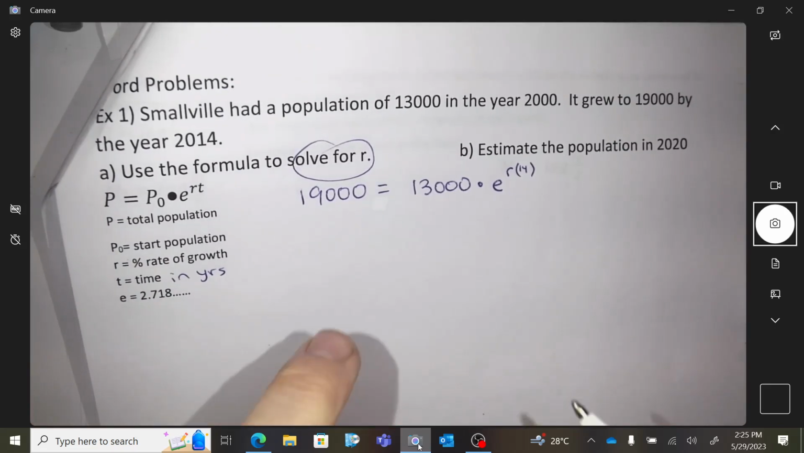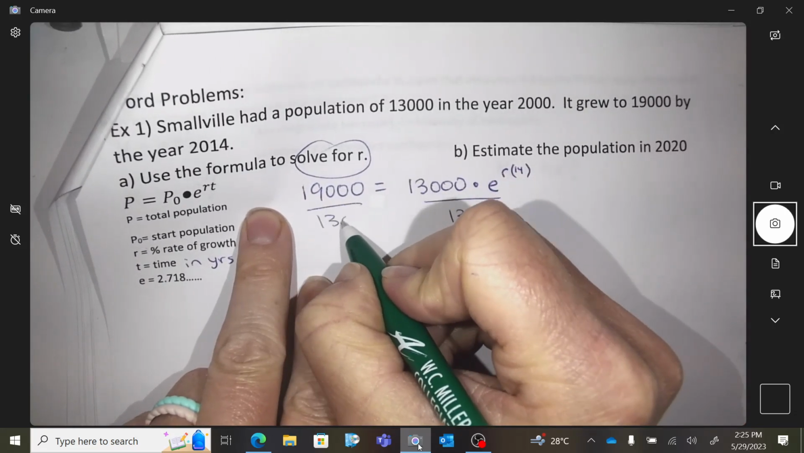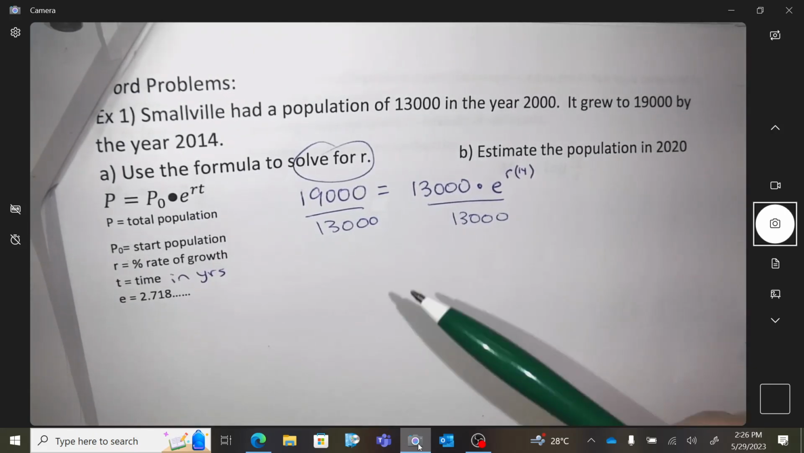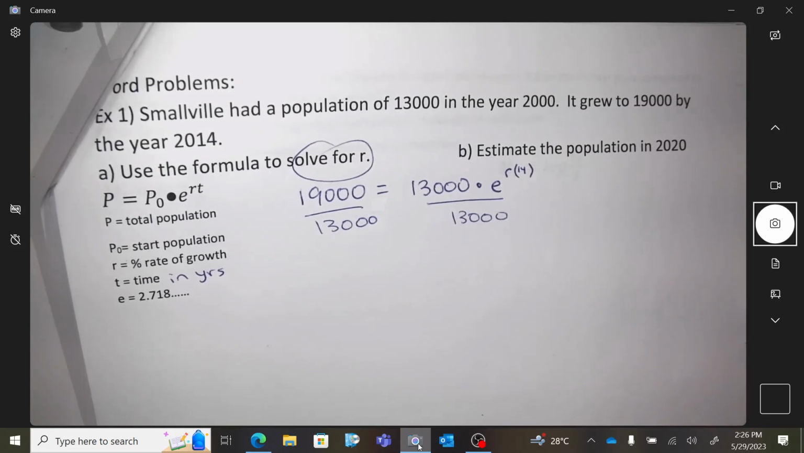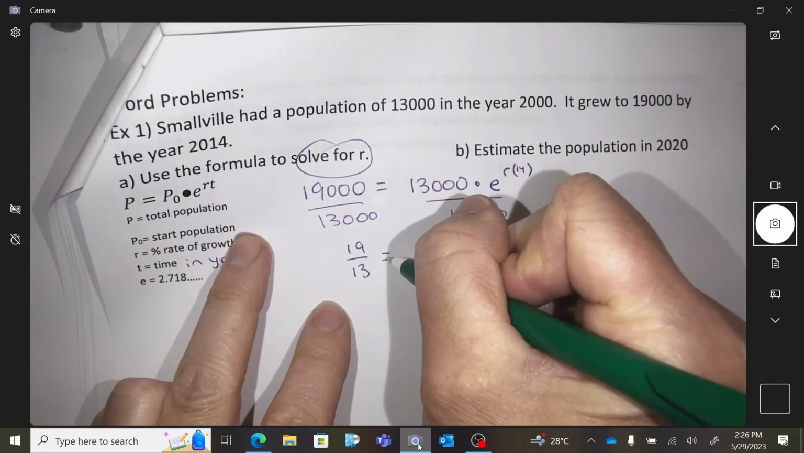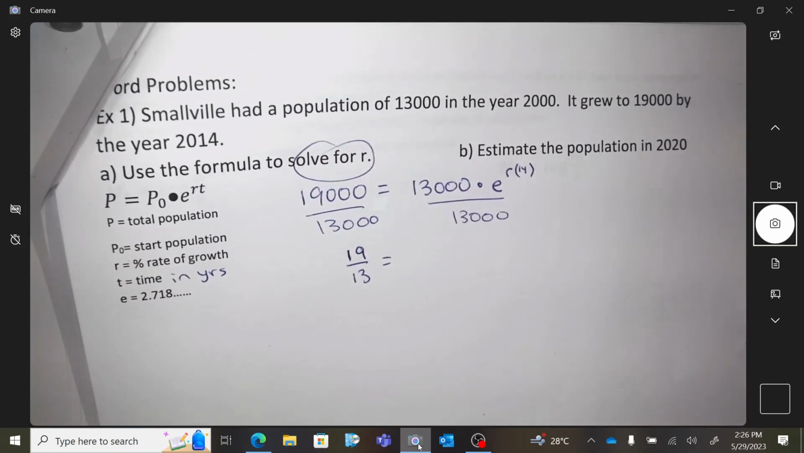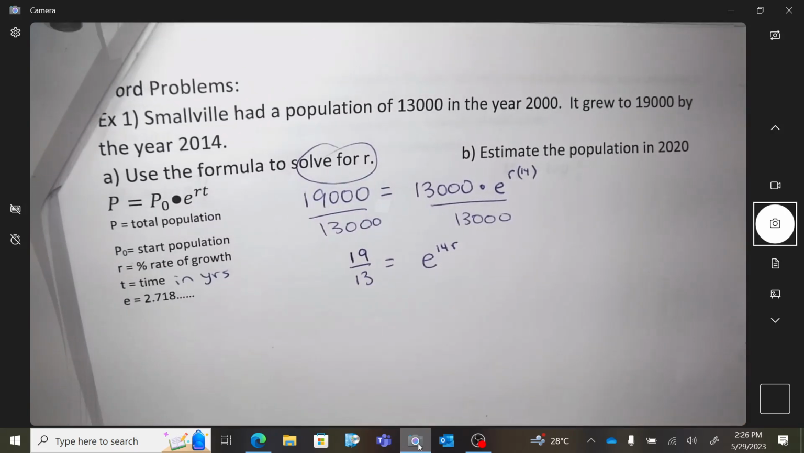Okay, here's the first thing I'm going to do. Divide by 13,000. I'm guessing this number is not a very nice number, so I'm going to leave it as 19 over 13, if that's okay. It equals E to the 14R.